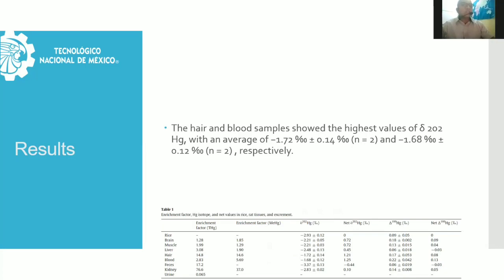Continuing with the results, within the article we have the following table, which shows us the absorption factor of mercury in its two different isotopes. For this explanation we are not going to go into it much, but it is in the annex to show more of the data obtained, and we can see that the hair and blood samples showed the highest values of the 202 isotope of mercury.